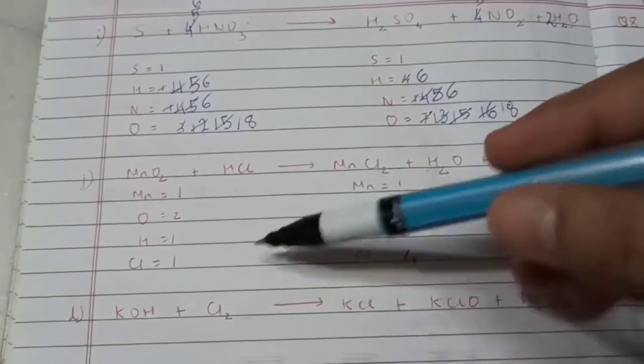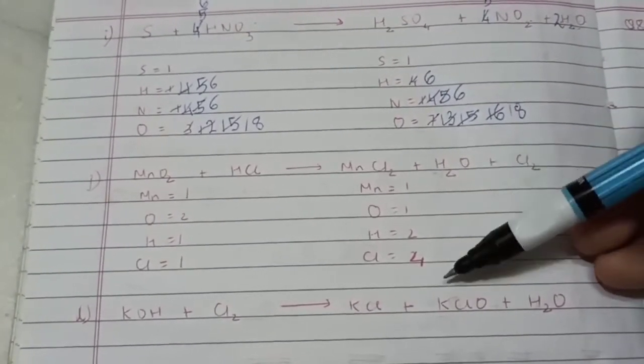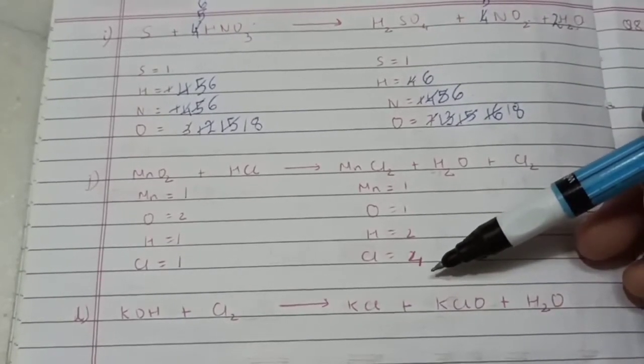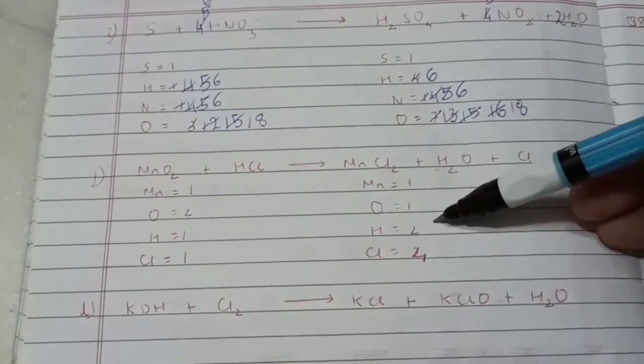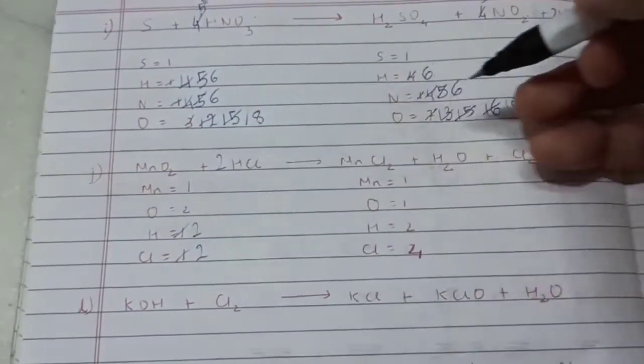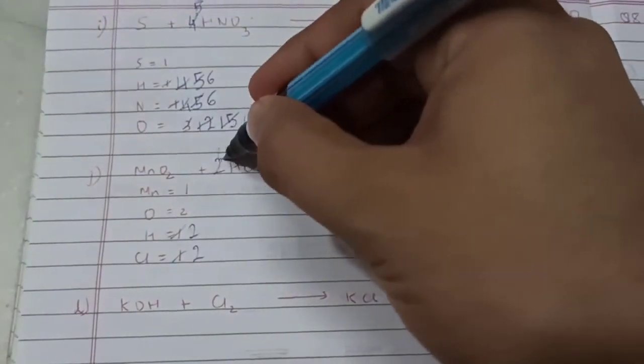I have mentioned the number of atoms of each element in the same order, of course. We always balance oxygen at the end. Notice how chlorine is 2 plus 2, 4. So let's try to increase hydrogen to 2 out here because it's 2. Let's put a 2 out here. Okay, chlorine becomes 2. That's not enough. I'll have to increase it further. So let's make it 4.